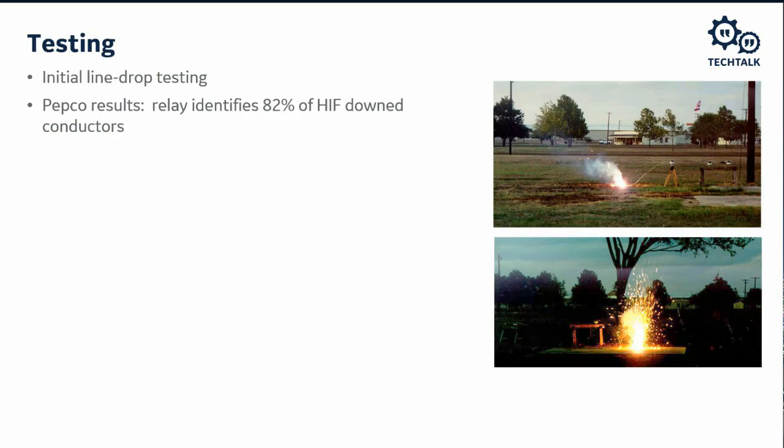Many utilities have performed their own staged fault tests on both grounded and ungrounded distribution systems. These drop tests are where a line is dropped intentionally to test the operation of the detector. Shown here are photos from Pepco's initial line drop testing, where the HIF method F relay, the F60, detected 82% of down conductors.